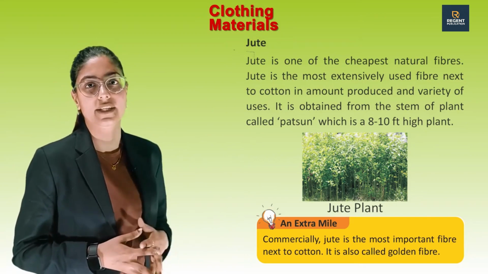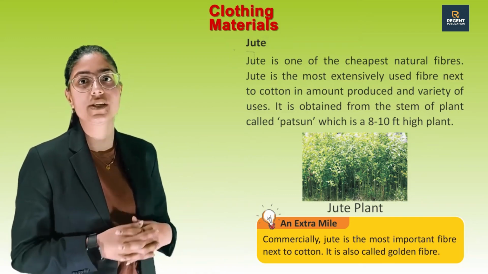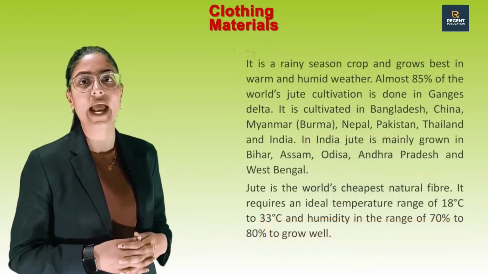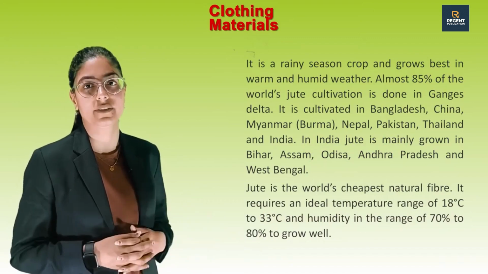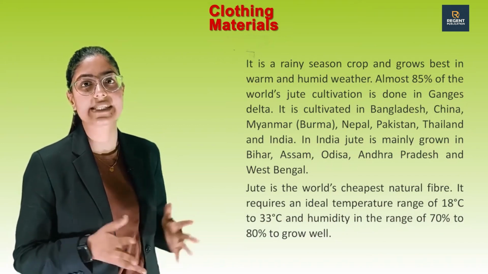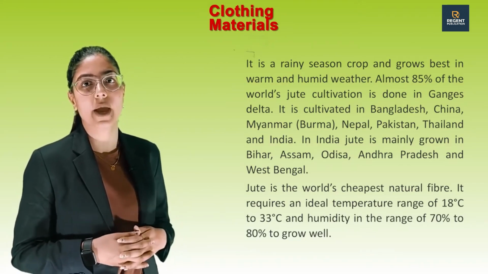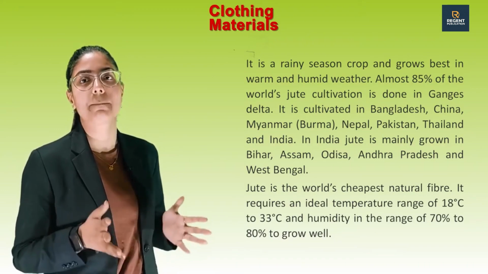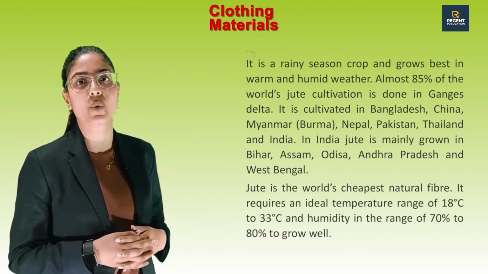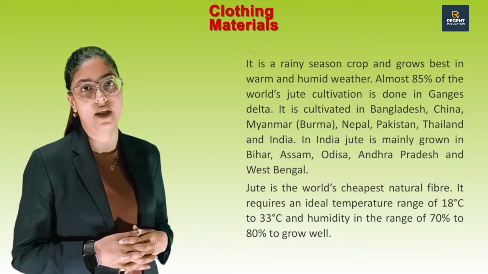Let's see an extra mile. Commercially, jute is the most important fiber next to cotton. It is also called golden fiber. It is a rainy season crop and grows best in warm and humid weather. Almost 85% of the world's jute cultivation is done in the Ganges Delta. It is cultivated in Bangladesh, China, Myanmar, Nepal, Pakistan, Thailand and India. In India, jute is mainly grown in Bihar, Assam, Orissa, Andhra Pradesh and West Bengal.